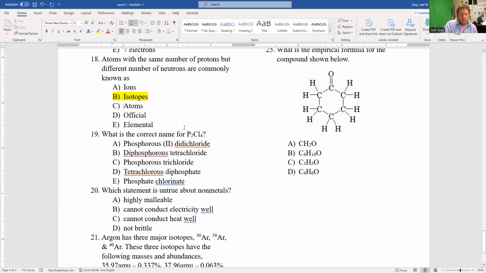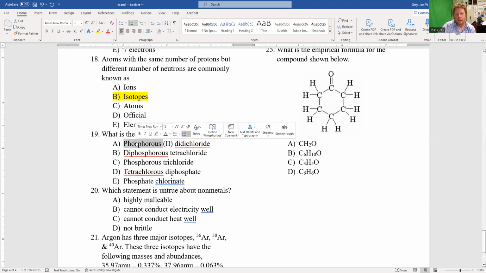What is the correct formula, or what is the correct name for P2Cl4? Okay, so we got to find P on the periodic table. We'll see that it's on the far right-hand side. It is a nonmetal. Cl, far right-hand side. It is a nonmetal. 2 nonmetals coming together to form a compound. And if we have 2 nonmetals coming together, we're forming what is known as a covalent or molecular compound. Now, we have a total of 2 phosphorus, so we should expect di to be in there. And then we have 4 chlorines, and we should expect a tetra to be utilized.